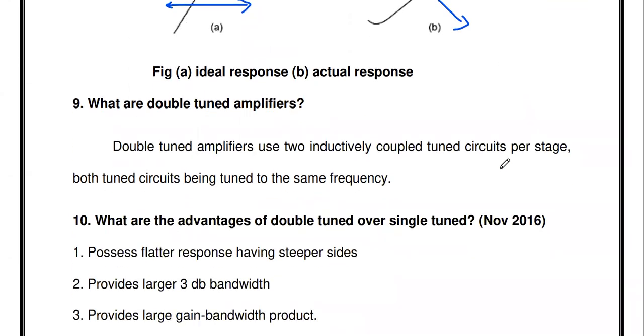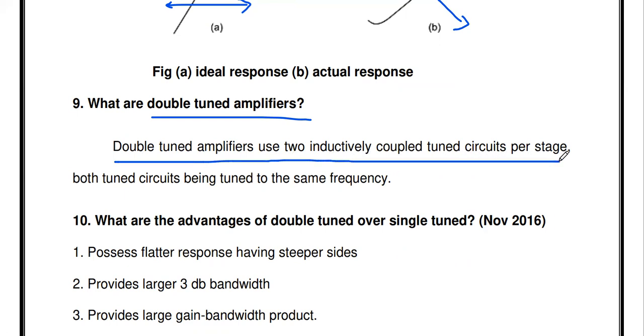And the next one: what are double tuned amplifiers? In a single tuned amplifier, we use only one tuned circuit as a load. Similarly, a double tuned amplifier means in the load we connect two tuned circuits that are inductively coupled. So the double tuned amplifier uses two inductively coupled tuned circuits per stage, both tuned to the same frequency. So in the collector, instead of a single tuned circuit, we use two tuned circuits, and the two tuned circuits are inductively coupled.